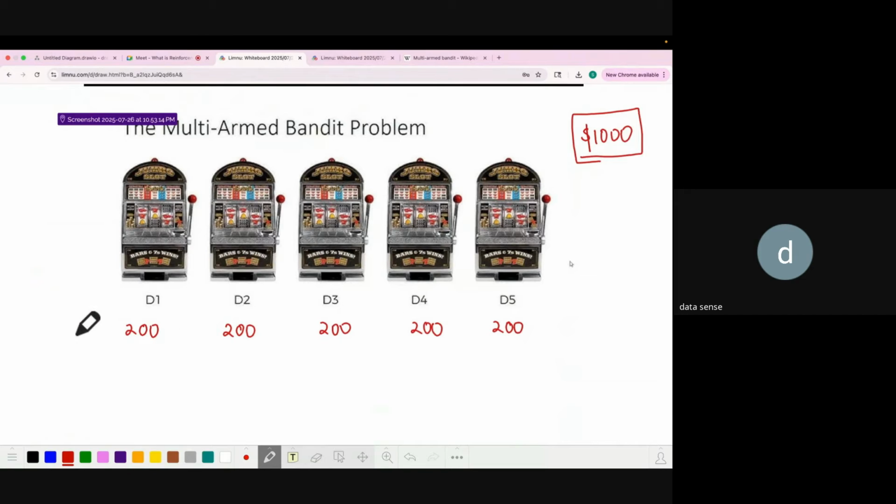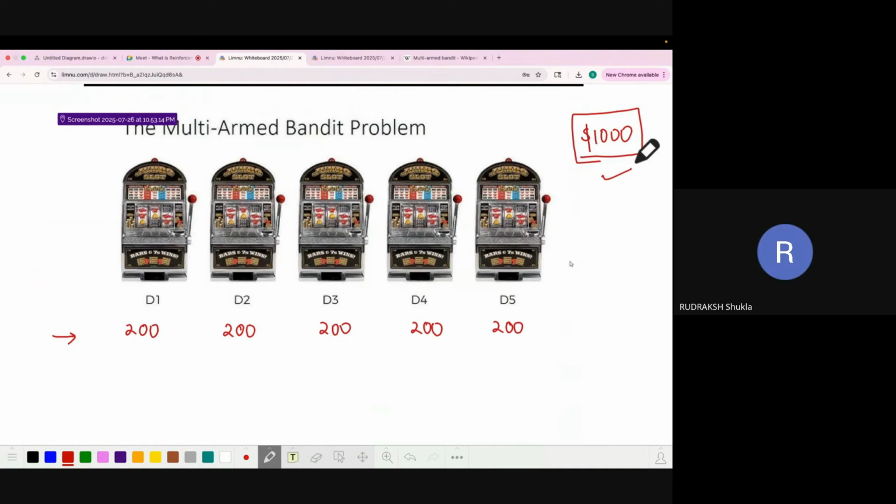Now after this, I'll get to know which machine is better. Is this a right strategy or not? What do you think? On the first try you can't. So basically most of the money will be wasted. By the time you get to know the performance of each machine, you will have spent all of the money that you have, right? $1,000. Yes or no? Yes.